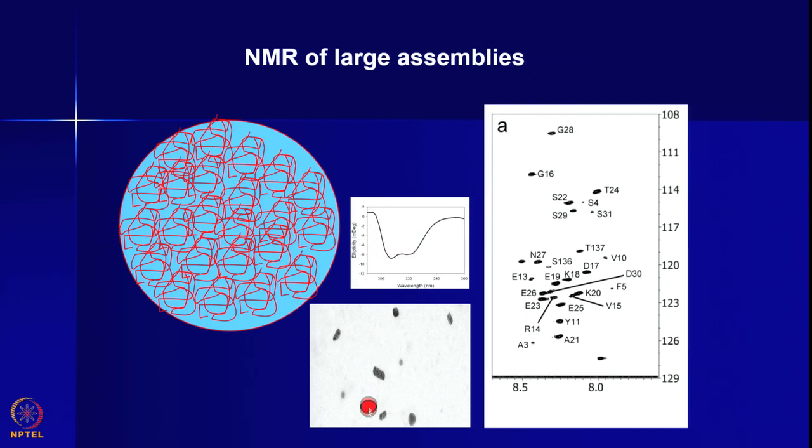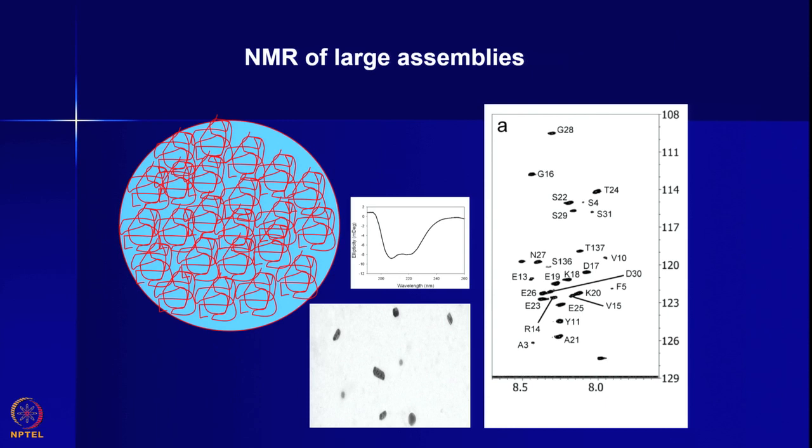Now, this is the transmission electron microscopy image, and you can see that it is forming particles of this size. So what does that mean? This means these are extremely large assemblies, an associated state. Typically, you will get 20 to 30 nanometers in size here, which means the molecular weight will be several megadaltons, 10, 15 megadaltons. With such a large molecular weight, it will be impossible to get any signals.